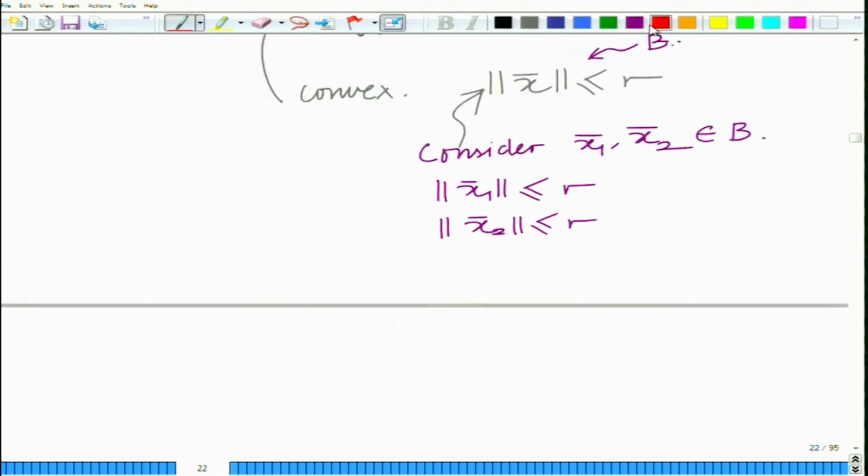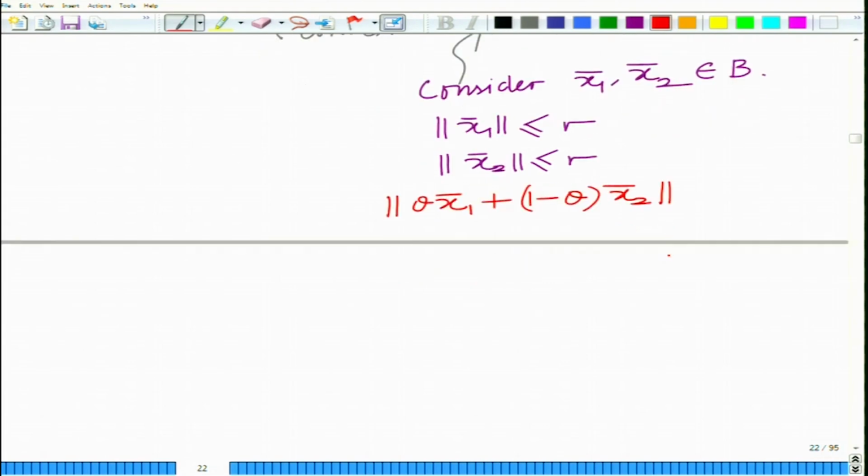Now, let us consider the convex combination. We have the norm of theta times x 1 bar plus 1 minus theta times x 2 bar. We have to show that the norm of this is less than equal to r, so that this also lies in the interior of the ball. Now, you can readily see what needs to be done. First, we can use the triangle inequality.